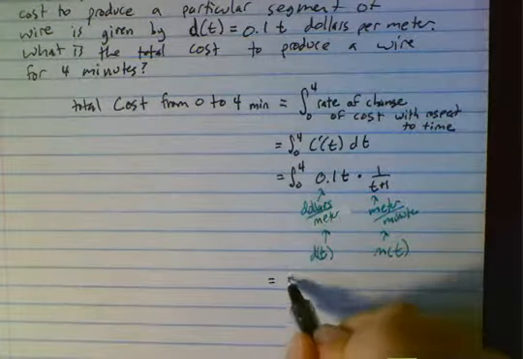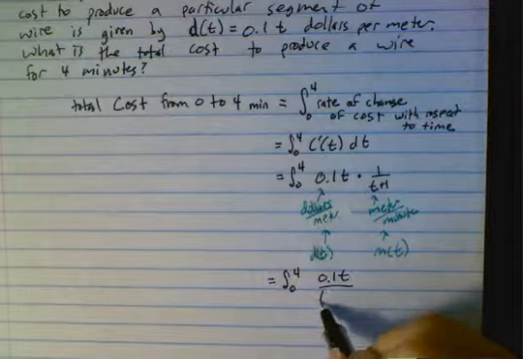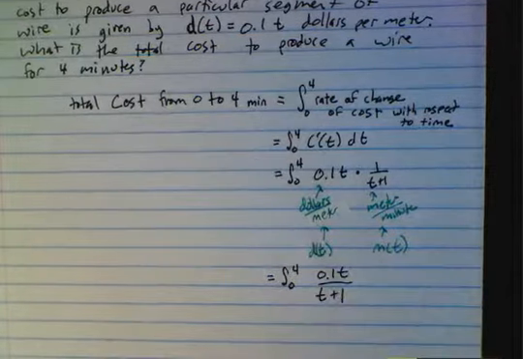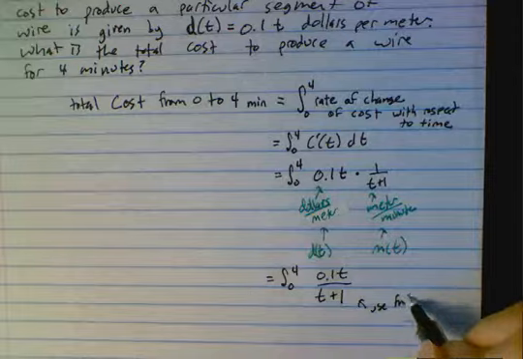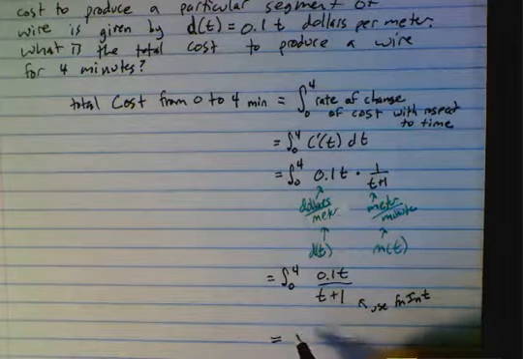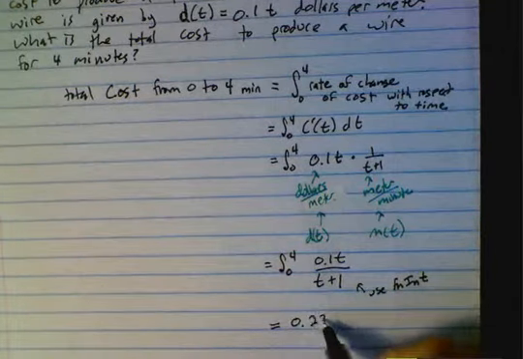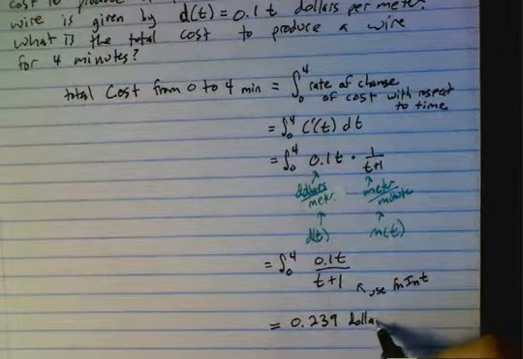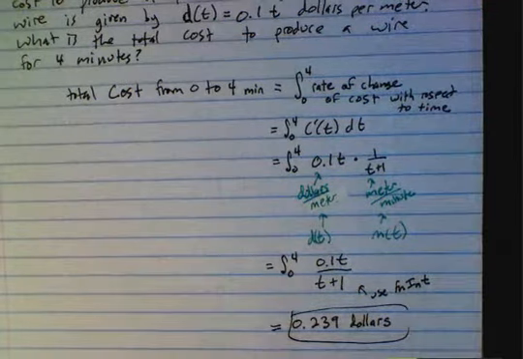So now we can do the integral from 0 to 4 of 0.1 t over t plus 1, plug that into a definite integral, and we get 0.239 dollars. That concludes these notes.